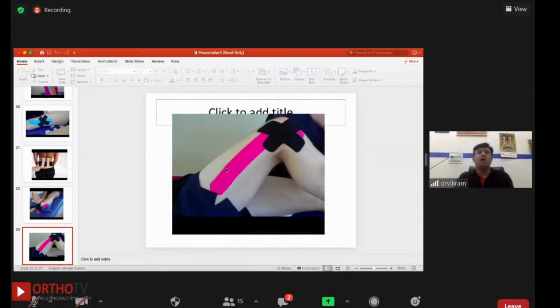This is for IT band. How do we do it? We are putting the tape from insertion to origin to hold the tape. We are holding it. Let me show you one thing.